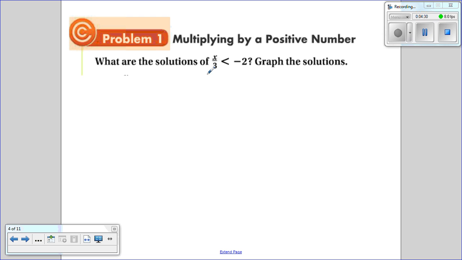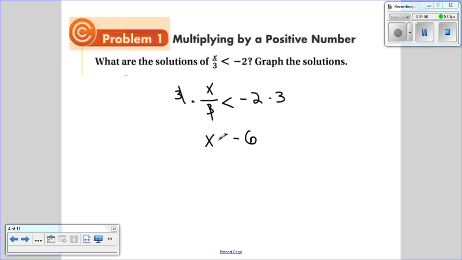So let's try this. We have x divided by 3 is less than -2. To solve this, we would multiply both sides by 3. These cancel. We are just left with x. -2 times 3 is -6. So now I'm going to ask you, should I switch the symbol or not?